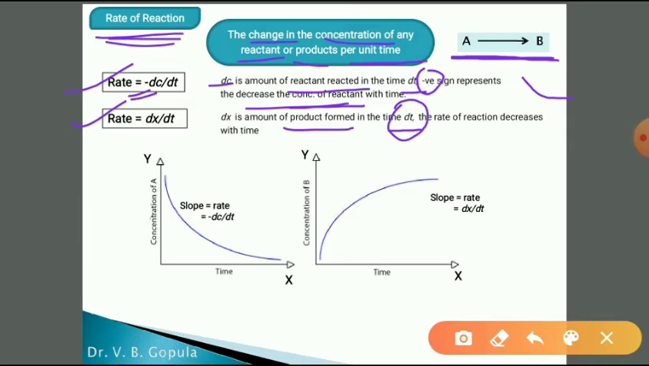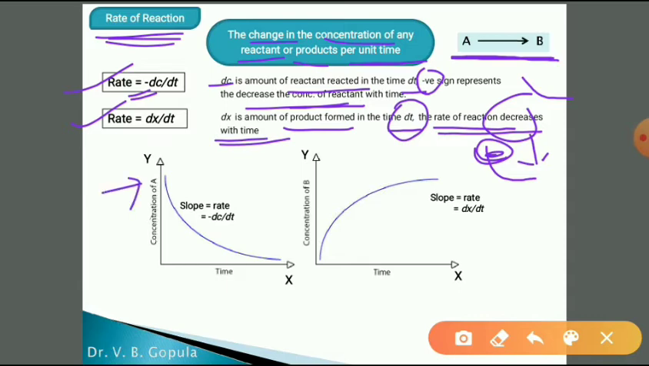So the rate of the reaction decreases with time, because as the reaction progresses, the concentration of the reactant goes on decreasing. That's why the number of molecules to interact with each other is less, and that's why the rate also decreases. Here we have two graphs. The first one represents the graph with respect to A, and the second one is with respect to B.